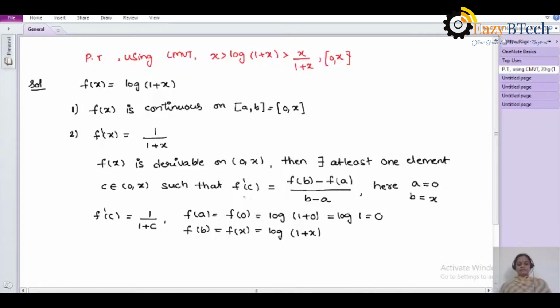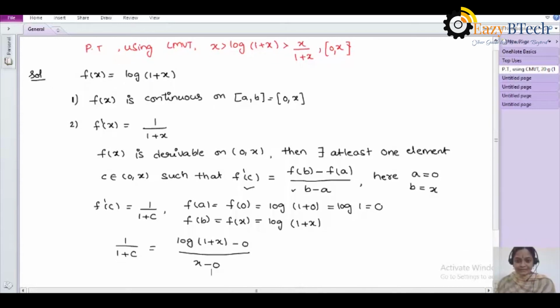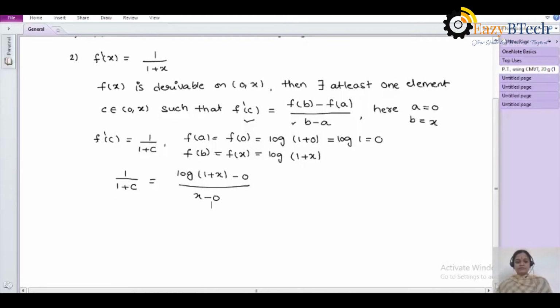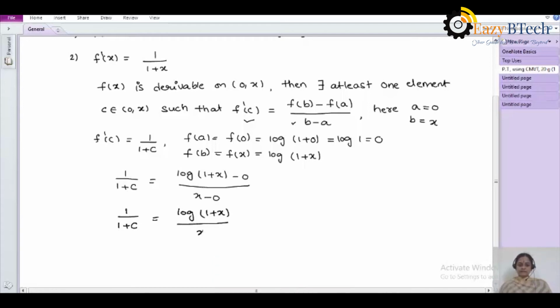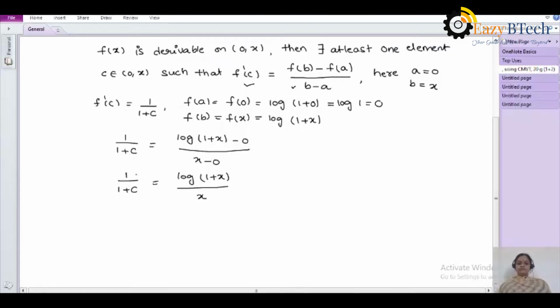Then, according to Lagrange's theorem, f dash of c is equal to f of b minus f of a by b minus a. So f dash of c is 1 by 1 plus c, and f of b is log 1 plus x, minus f of a, which is 0, divided by b minus a, that means x minus 0. What I did here, students, is simply substitute all the values of f dash of c, f of b, f of a, and b minus a in the Lagrange's mean value theorem condition. Then 1 by 1 plus c is equal to log 1 plus x divided by x. Please remember this value: 1 by 1 plus c is equal to log 1 plus x by x.